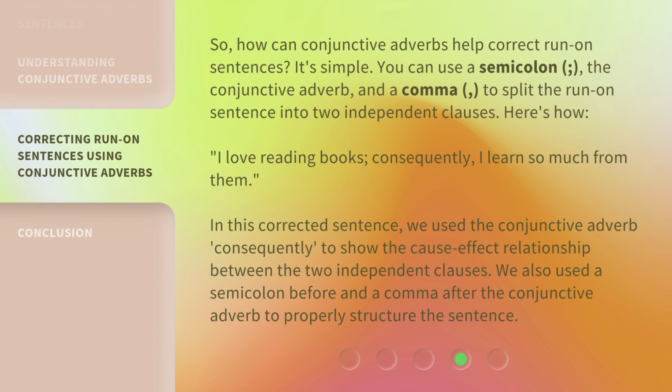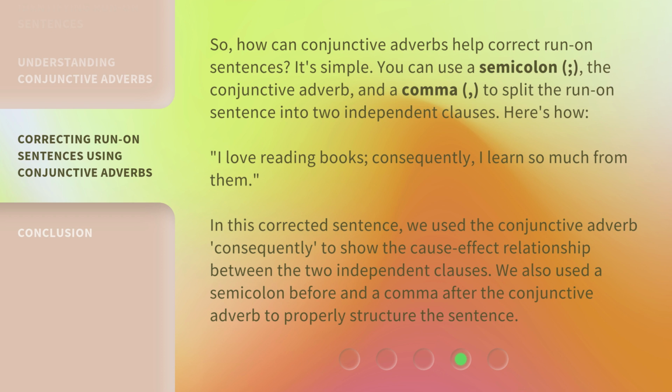So, how can conjunctive adverbs help correct run-on sentences? It's simple. You can use a semicolon, the conjunctive adverb, and a comma to split the run-on sentence into two independent clauses. Here's how. "I love reading books; consequently, I learn so much from them."